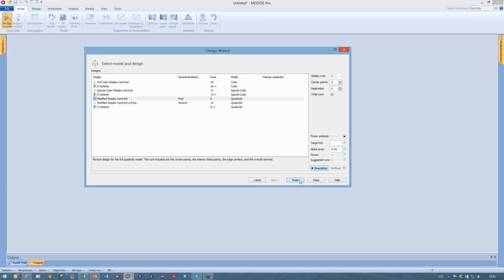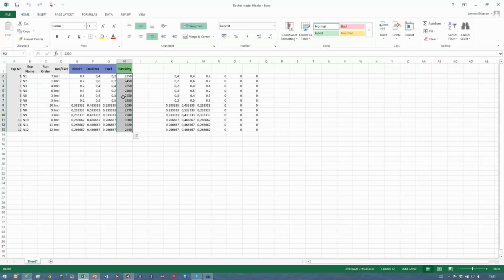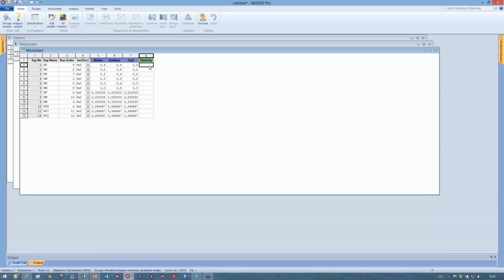So when I'm clicking finish, we are leaving the design wizard, and here we now see the experimental design. I will now go into Excel very quickly and fetch the response data, paste them into the Y variable. So now you can say we have completed all the steps of the so-called design wizard, and we may now proceed to the analysis wizard.